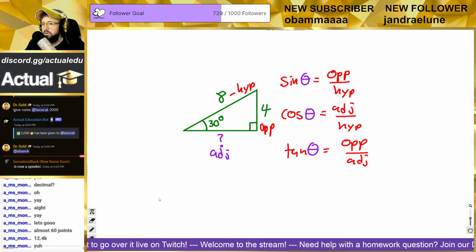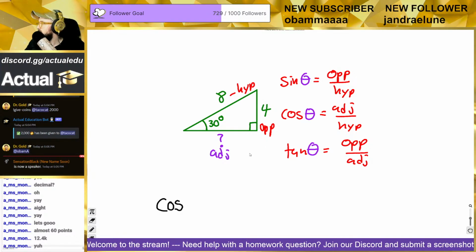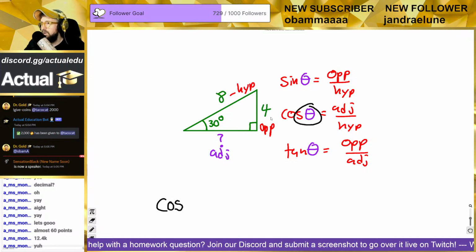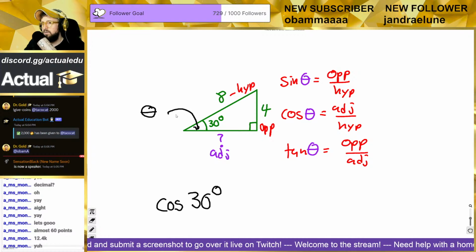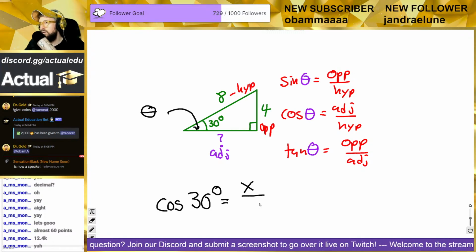So I'm going to say the cosine of what angle are we looking at? 30 degrees. Cosine of theta, where theta is the angle. The cosine of this angle is equal to a ratio of the sides. Which ratio is it? It's a fraction, yeah. Is it the question mark over 8? Good. Let's just call that x over 8.